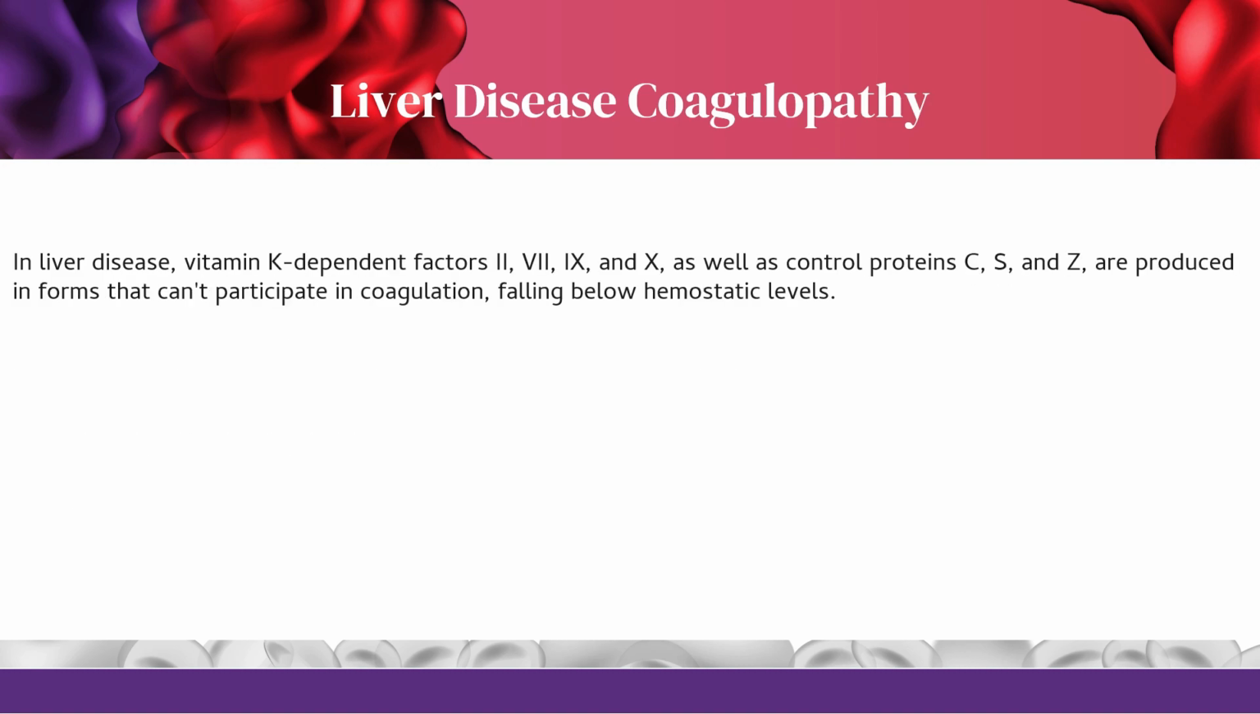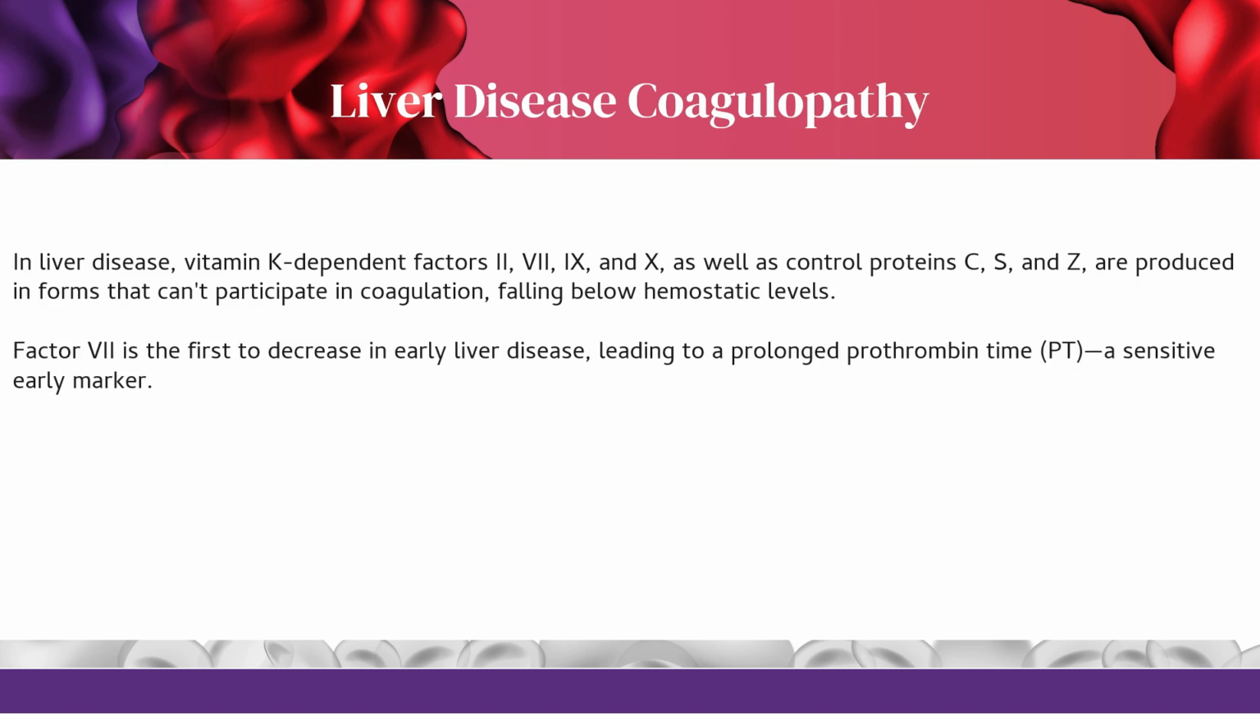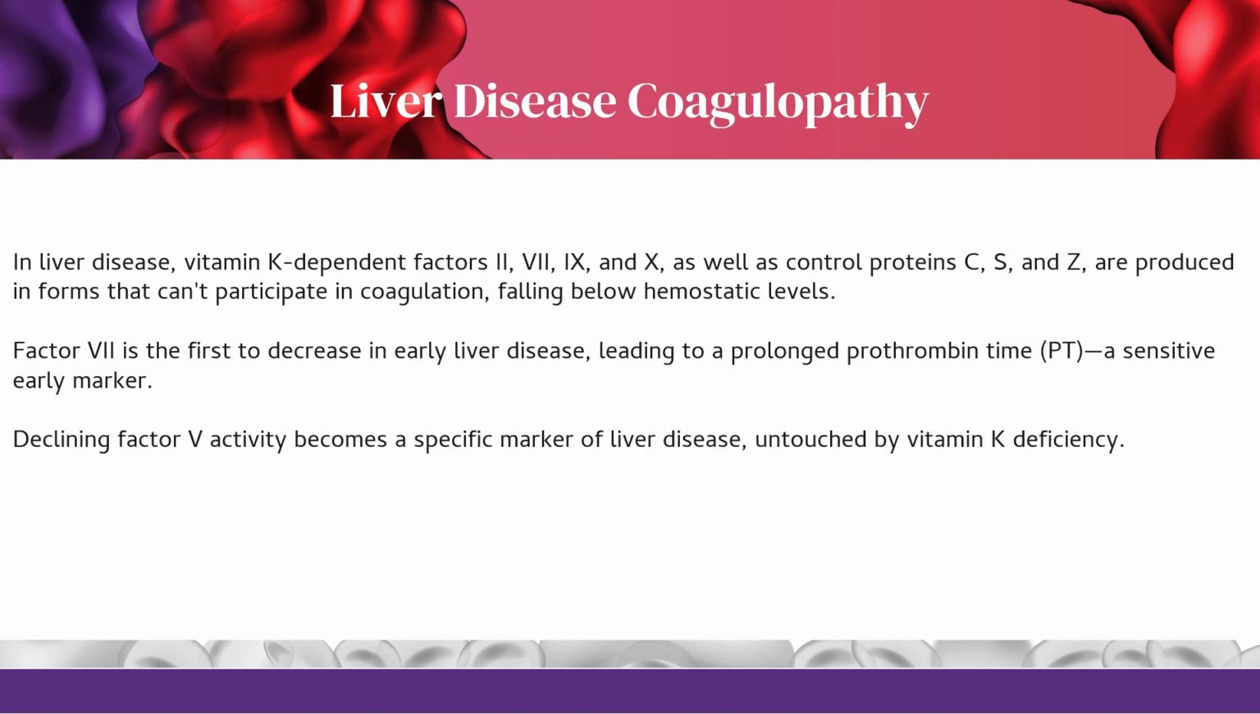In liver disease, vitamin K-dependent factors 2, 7, 9, and 10, as well as control proteins C, S, and Z, are produced in forms that can't participate in coagulation, falling below hemostatic levels. Factor 7 takes the spotlight, being the first to decrease in early liver disease, leading to a prolonged prothrombin time, PT, a sensitive early marker. Declining factor 5 activity becomes a specific marker of liver disease, untouched by vitamin K deficiency. It helps differentiate liver disease from other culprits.